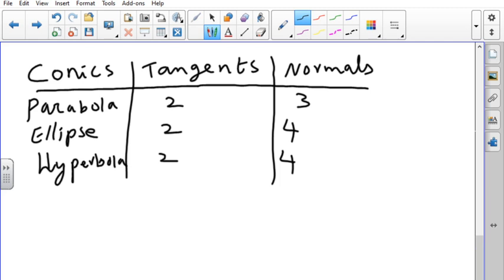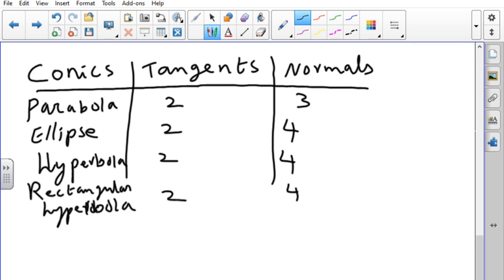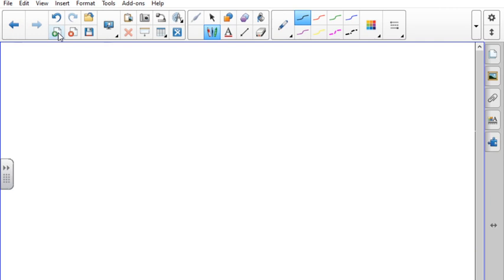Okay, now we will see Exercise 5.4, and here we even have rectangular hyperbola. Rectangular hyperbola, that we have in our old book, is also a hyperbola, and this also has 2 tangents and 4 normals. Okay, now we will get into Exercise 5.4, first question.